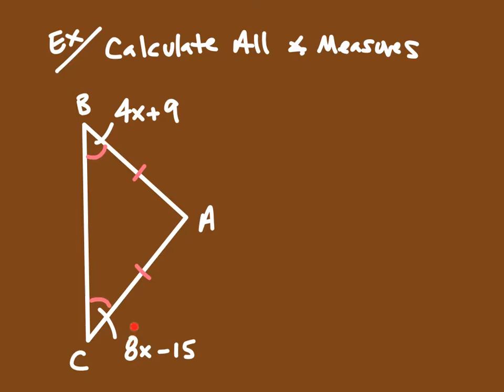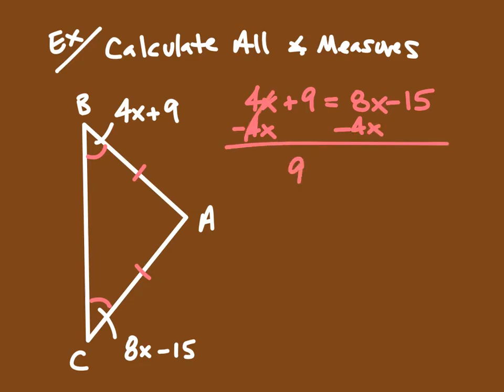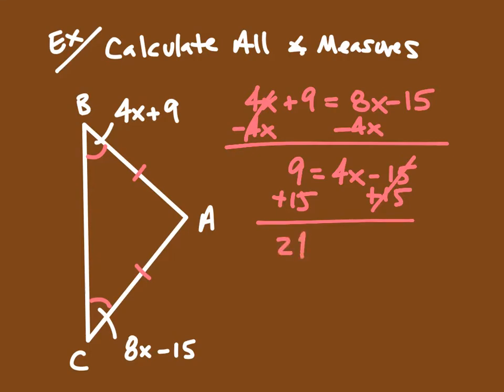In order for us to figure out what these are, we have to solve for x. We set up an equation, and because these two segments are congruent, we can just set these two parts equal to each other. So I'm going to set 4x plus 9 equal to 8x minus 15. If we solve this equation for x, I'm going to subtract 4x from both sides, and I get 9 is equal to 4x minus 15. Add 15 to both sides, and you get 9 plus 15, which is 24, equal to 4x. Divide both sides by 4, and we get that x is equal to positive 6.